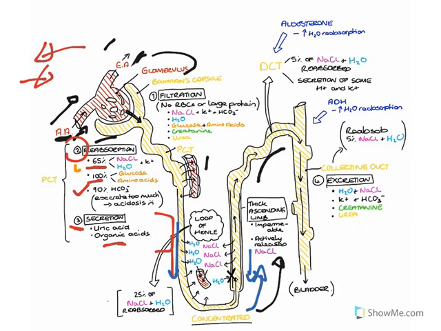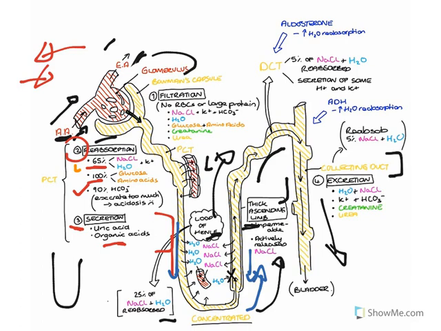So this is the loop of Henle, the structure here. 25% of sodium chloride and water will be reabsorbed in the loop of Henle. Here we have the thick ascending limb, and here we have the descending limb. And this is also what we call the collecting duct, where we collect all the urine.